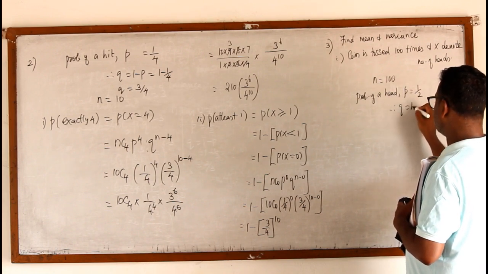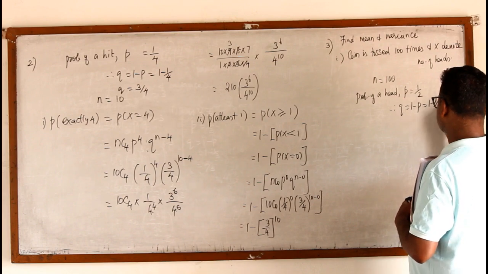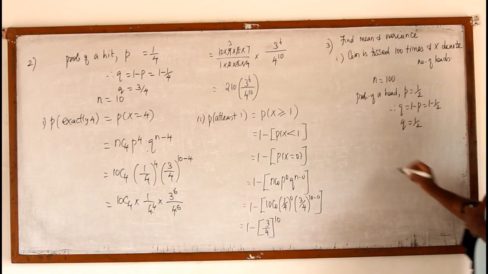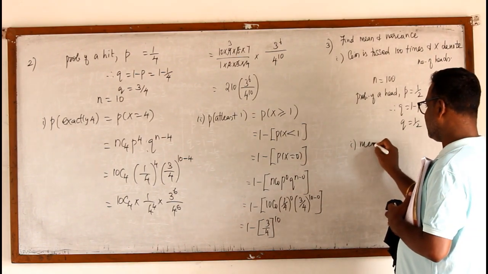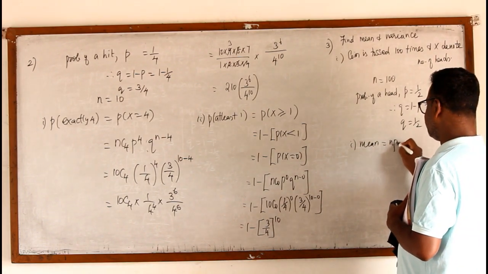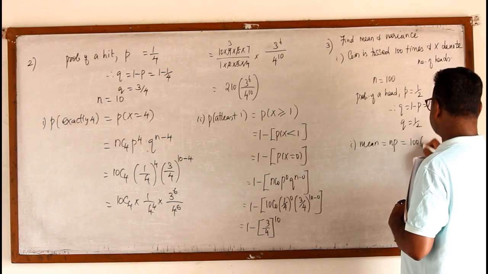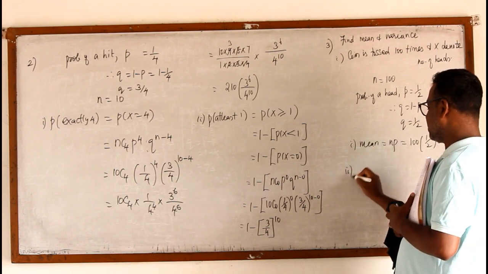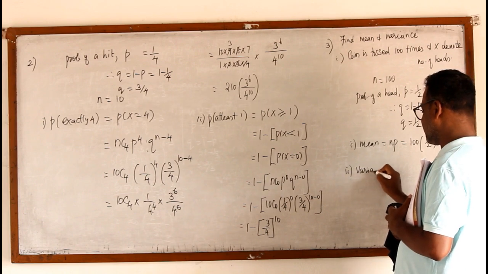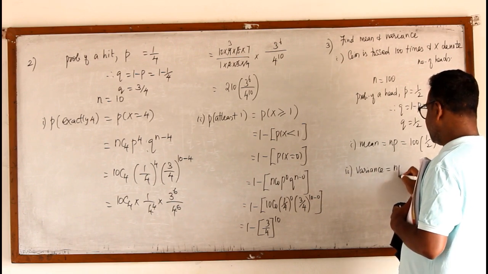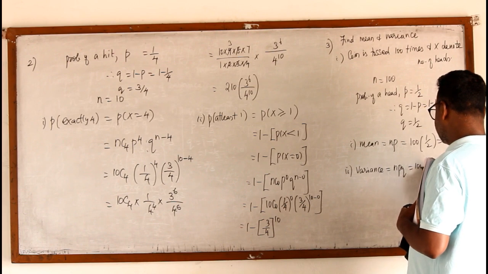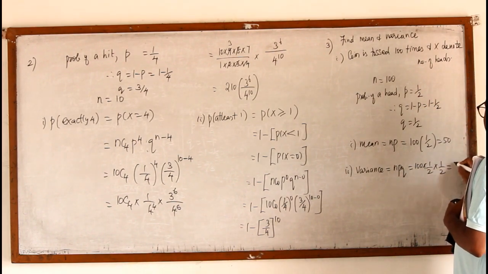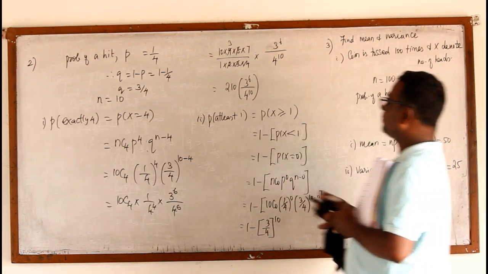So q is 1 minus p, 1 minus 1 by 2. q is also 1 by 2. Now the mean, first question. Mean means it is np. n is 100 into 1 by 2, 50. Second one, variance. That is npq: 100 into 1 by 2 into 1 by 2. 4 and 100 cancel, 25.